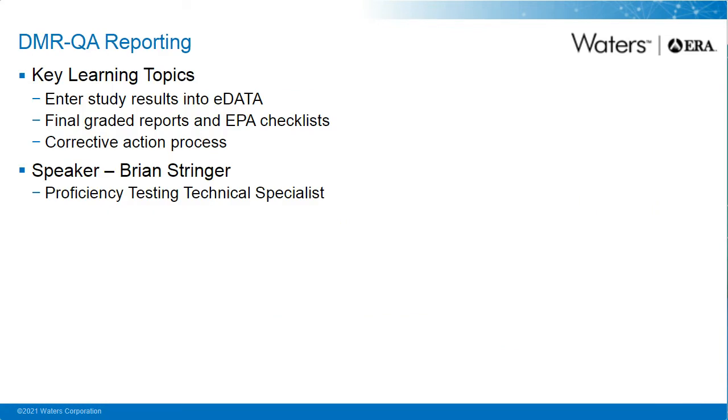Our webinar today is on DMR-QA reporting. We will cover DMR-QA study results reporting, the role of contract labs, requirements of NPDES permittees, final graded reports, and EPA paperwork. Our key learning topics are to enter study results into EData, final graded reports and EPA checklists, and corrective action processes. Our speaker is Brian Stringer, the Proficiency Testing Technical Specialist at ERA.